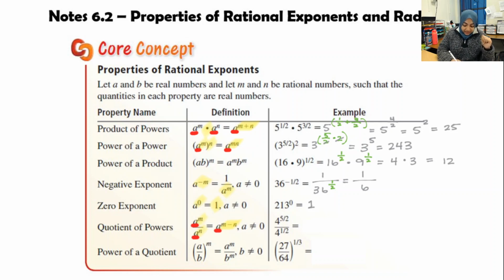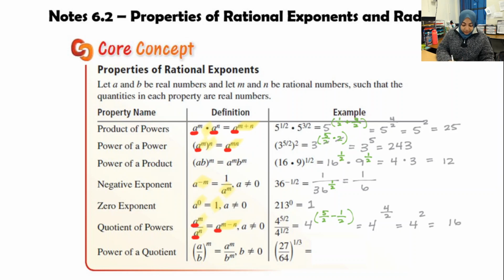So that means I have 4, because those are the same base, raised to the 5/2 minus 1/2. So that of course means 4 to the 5/2 minus 1/2 is the same thing as 4 to the 2. 4 to the 2 we know means squared, and 4 squared is 16.